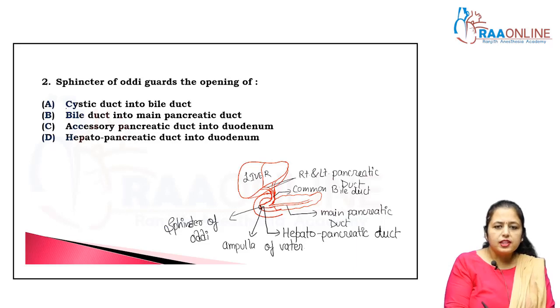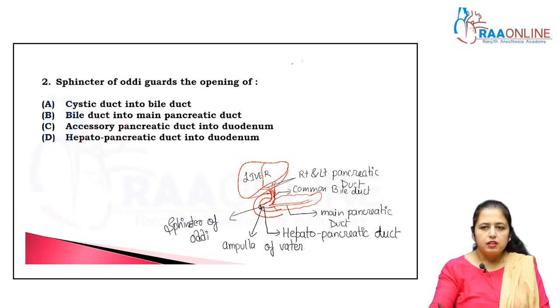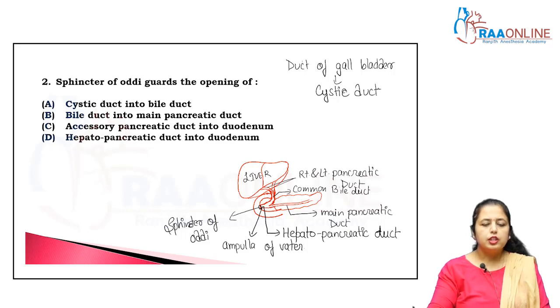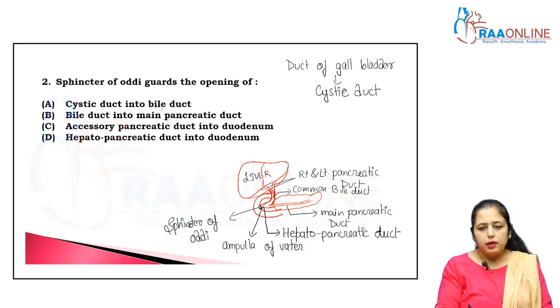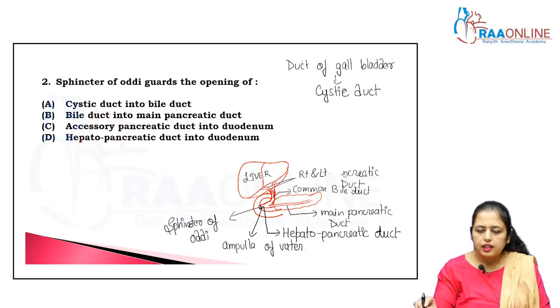No, right? What is that cystic duct? So simply, the duct of the gallbladder is known as the cystic duct. The duct of the gallbladder is known as the cystic duct, right? Into the bile duct, that is, the right and left hepatic duct or bile duct.